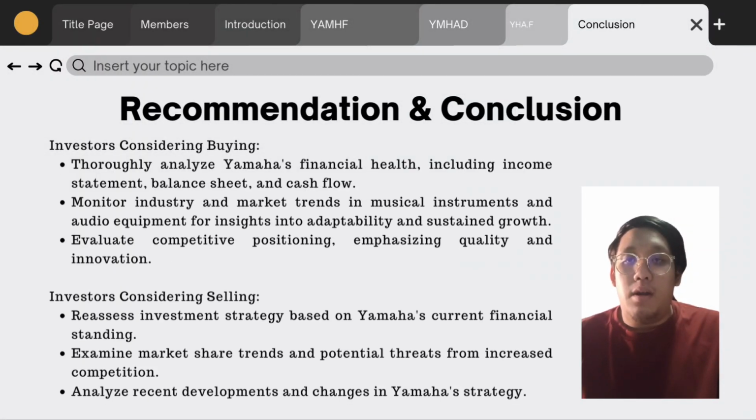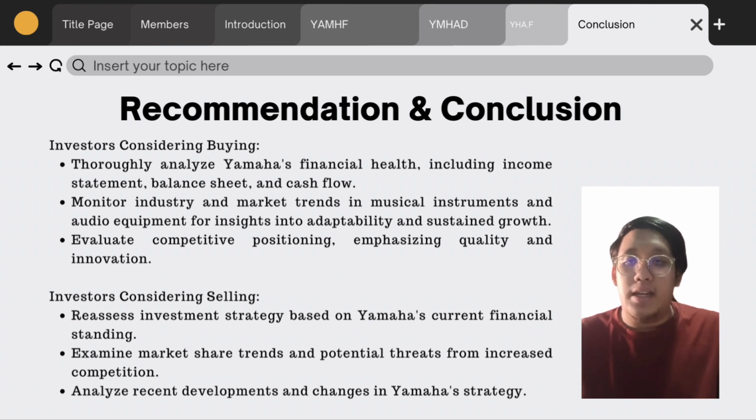Hello, now I will present the recommendation and conclusion. So, for the buyers, investors should analyze Yamaha Financial, emphasizing consistent growth and quality leadership. Stay informed about the instrument trends, recent developments, and valuation. Consider Yamaha for a diversified and long-term portfolio.